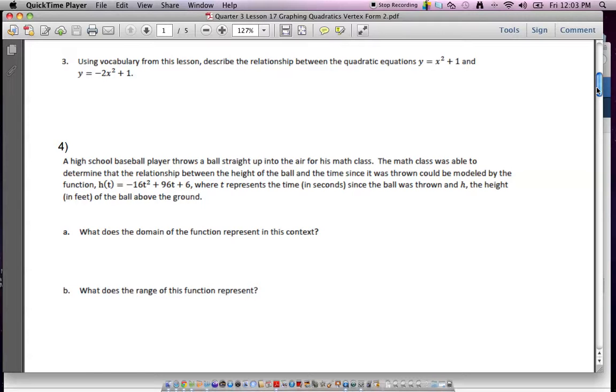Because it has a negative 2 in front. It has a number bigger than 1 in front. The bigger the number, the skinnier it is. But it's negative. What does the negative do to a graph? Flips it upside down.